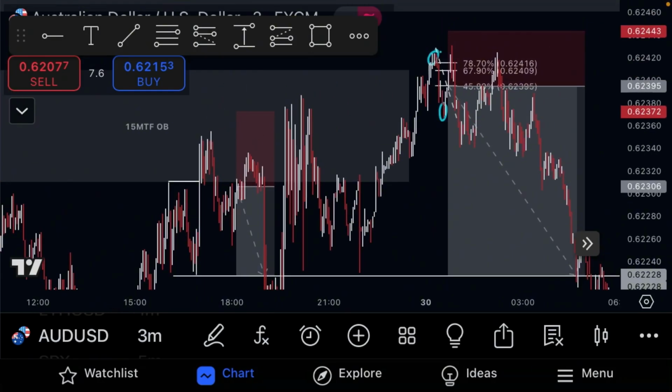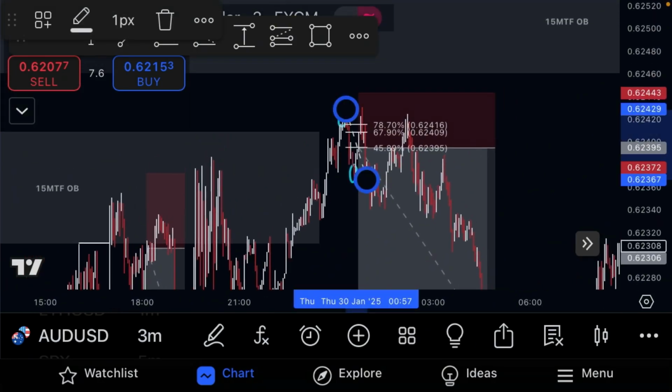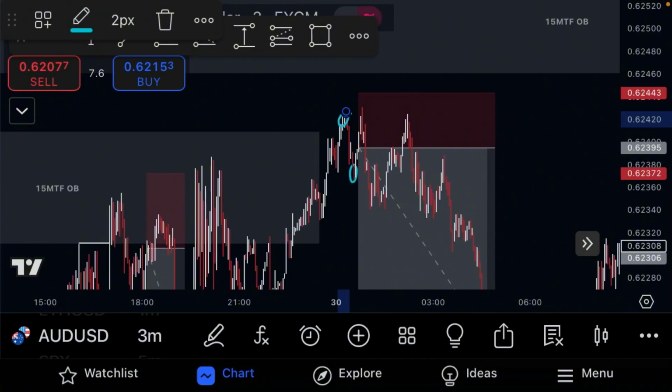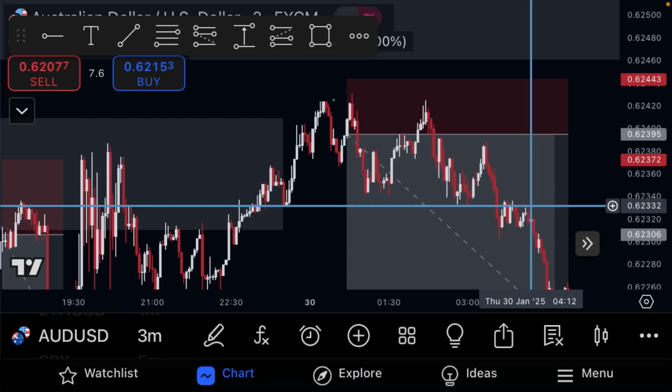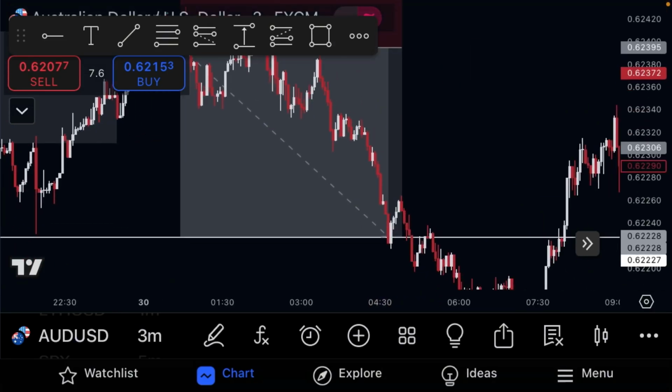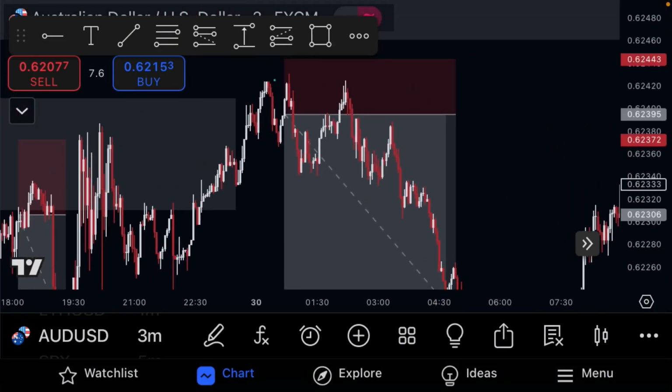For those who will be waiting for the traditional order block strategy, which I'm not saying is bad, they'll be waiting for price to break this region and then reverse. Now the problem with this is that it might not reverse. That's why I don't use it.